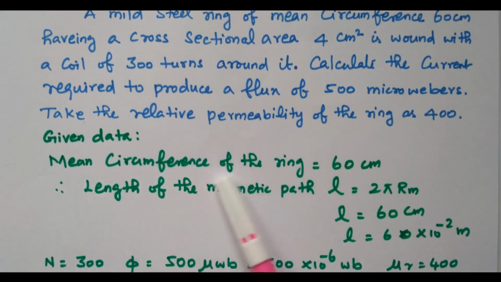The mean circumference is given as 60 centimeter. We already discussed in the previous problem also, the circumference is nothing but the length, L equal to 2 pi r because of the circular ring. The length and circumference are equal. So L equal to 60 centimeter. Converting into meter, it is 60 into 10 to the power minus 2 meter. So the length of the magnetic path is 60 into 10 to the power minus 2 meter.